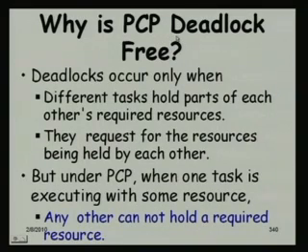Next, let us argue why the priority ceiling protocol is deadlock free. The idea is that deadlock can occur only when different tasks hold parts of each other's required resources. So, one task is executing with some resource and part of its resource is being held by another task. But we have already shown that if it is holding one resource, then other resources must be free, and it is undergoing at most one blocking. So, by the theorem it is easy to show that it will be deadlock free.